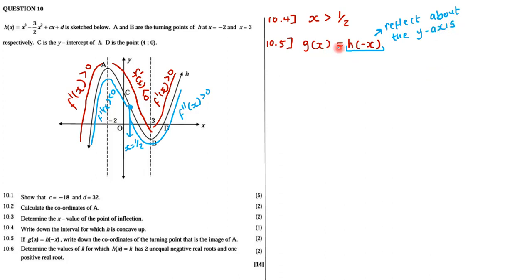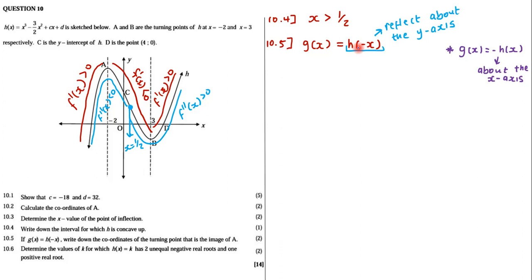If this was, let me just put it there, the star, if this was g of x equals negative h of x, then this would have meant that it has been reflected about the x-axis. So I'm throwing in all this information because I want you to have an understanding of this. But we're going back to this one.